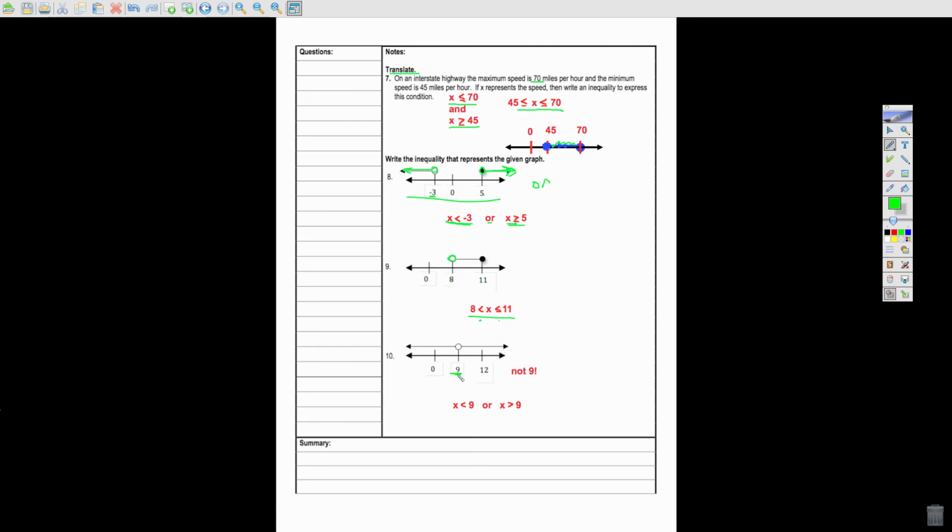Number 10, kind of tricky, but what I can see here is you got one open circle at 9, so that means it can't be 9. 9 is not included. It goes to the right forever. It goes to the left forever. So I'm thinking "or." Both numbers are 9 here. And so x is less than 9 or x is greater than 9. But it cannot be 9.